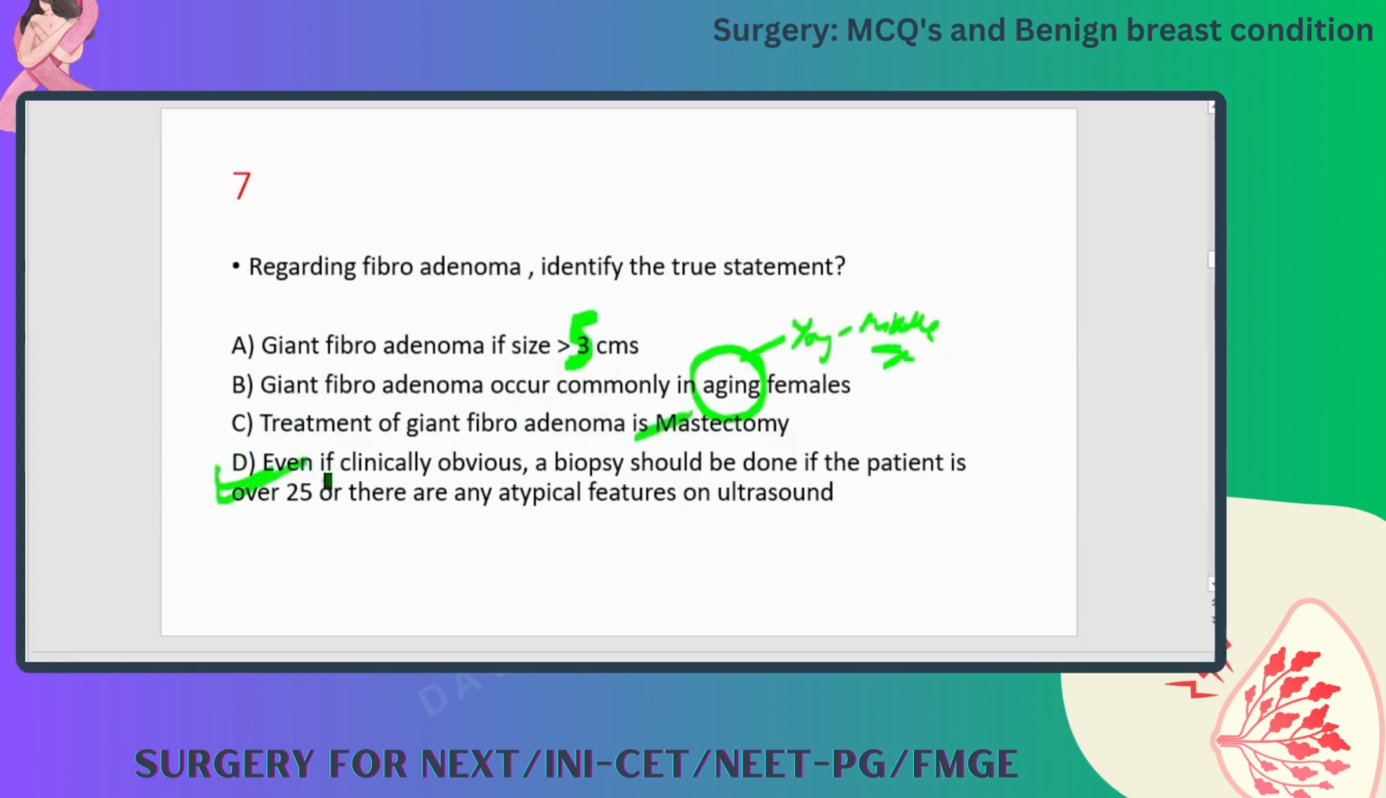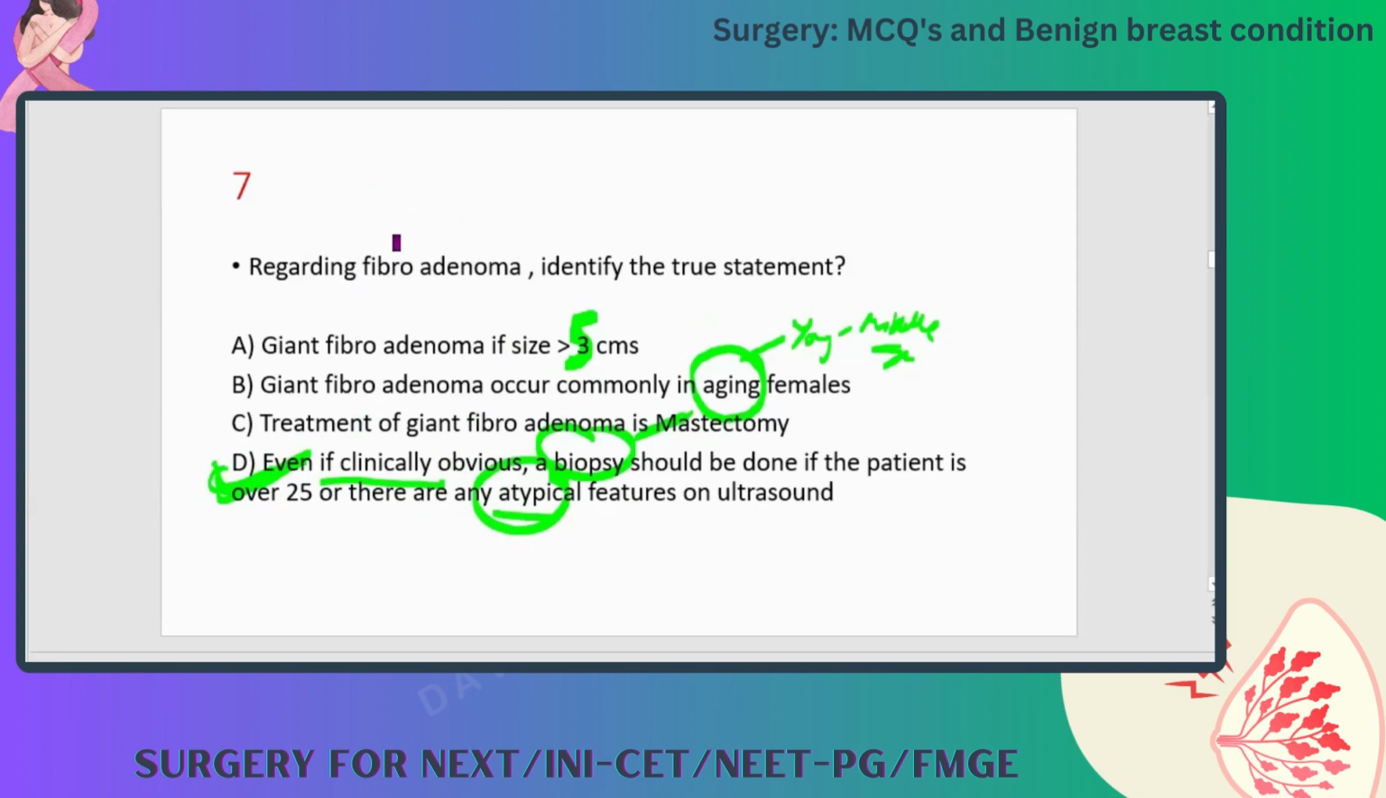But this is correct. Even if it is clinically obvious, never miss a breast mass in an elderly or middle-aged female with atypical features on ultrasound; it is a malignancy unless proven otherwise. In the same way, yesterday I was telling you, if there is a scrotal mass, you should think it is testicular cancer unless proven otherwise. So even if clinically obvious, a biopsy should be done once there are atypical features on ultrasound. This is the true statement.